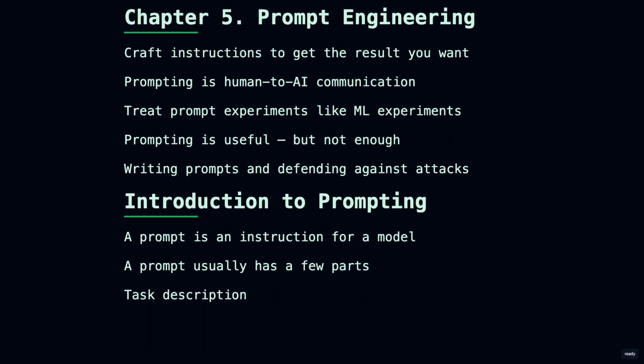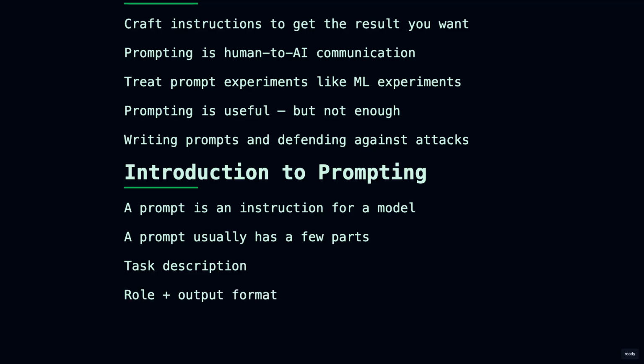The task description tells the model what job it should do. It is the core instruction around which the rest of the prompt is organized. This is where you specify the role, the expected behavior, and the shape of the answer. Being explicit here helps the model produce something that is easier to use.